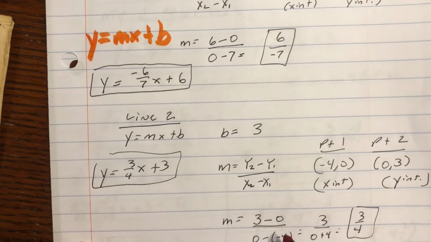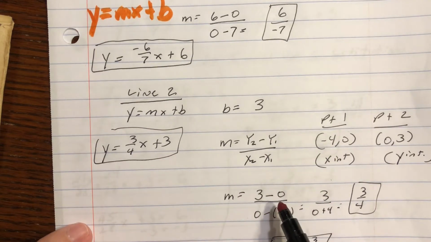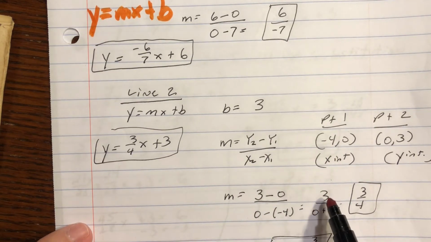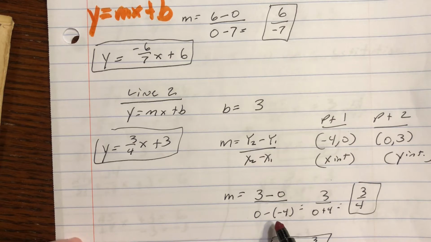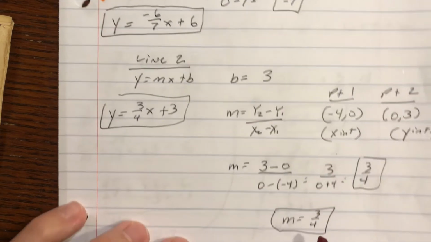Now you be careful here, right? Numerator is no big deal. 3 minus 0 is 3. But in the denominator, when you have those two negative signs, that's going to turn that into an addition, a plus sign. So the denominator becomes 0 plus 4, which is 4. So there's my slope, 3 over 4.